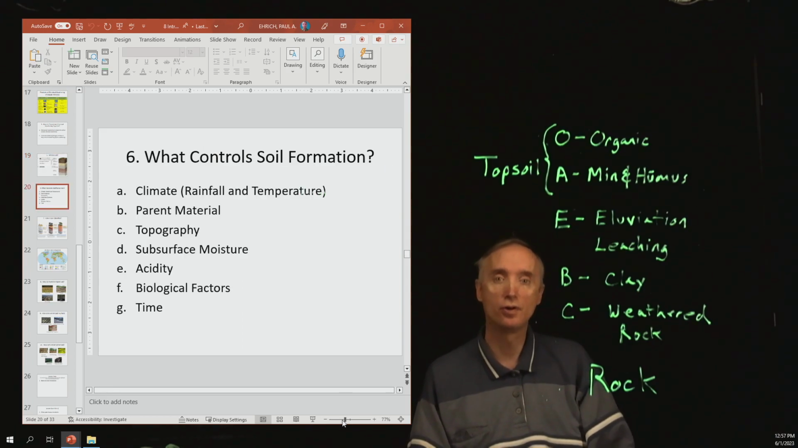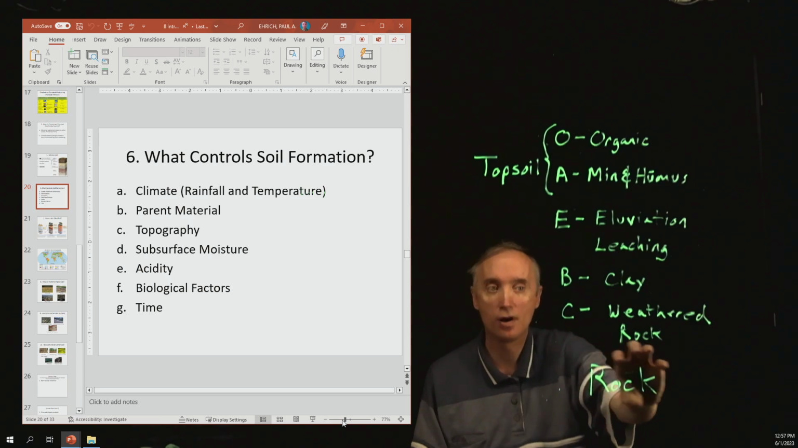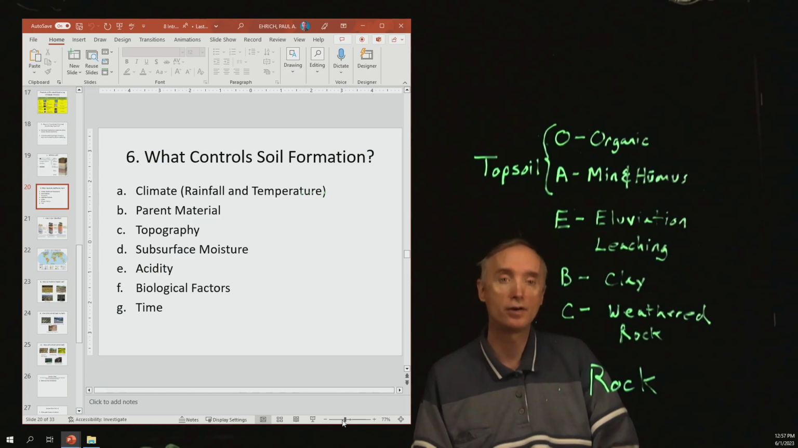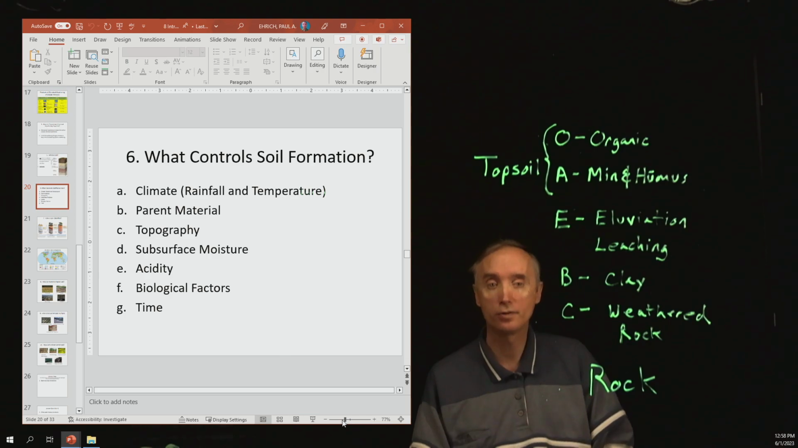Okay, what is going to control the rate at which this rock is eventually going to turn into this topsoil? It's going to depend on the amount of water that you have to work with, because chemical reactions need water, and a lot of these physical types of weathering require water. The amount of water is your rainfall, and also what temperatures you are working with. If it's too cold, everything's going to be frozen, and so you're not going to have good soil formation in a frozen climate.